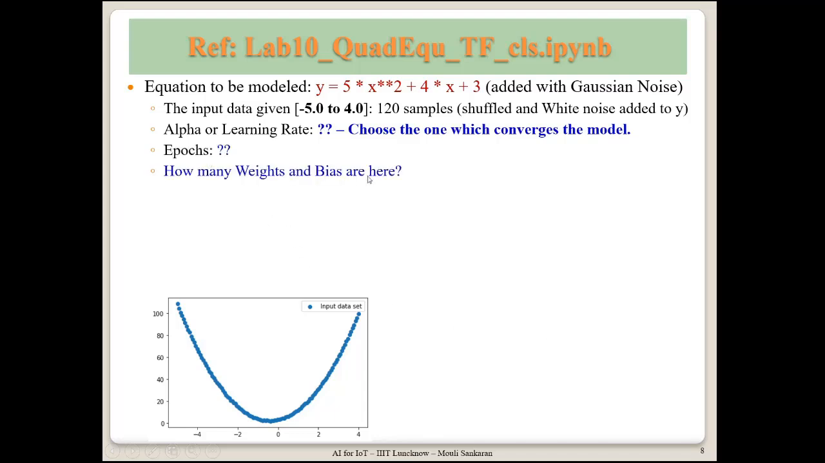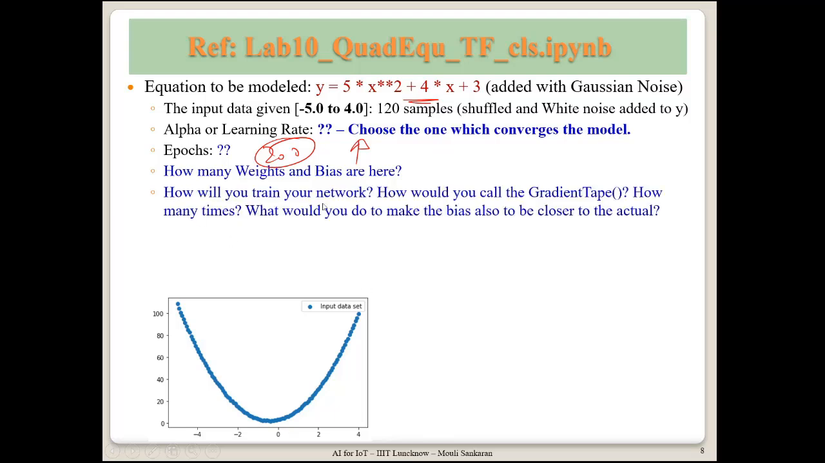Now, how many epochs? Will it be 200? Sorry, 800, I think. No, yeah, 200 I gave earlier. So, will it be 200 or more? What do you need for this? I leave it to you. And how many weights and biases are there? You can see, I already told you. So, how will you train your network?